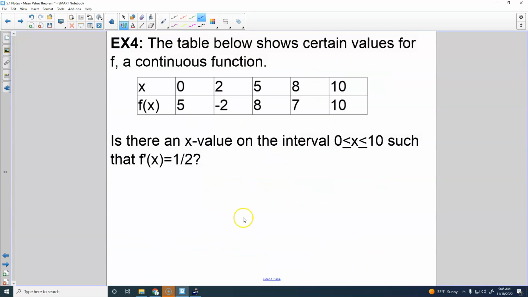All right. Okay, here's a table problem. The table below shows certain values for f, a continuous function. I need to change this problem. Because given what you have right here, does mean value theorem apply?